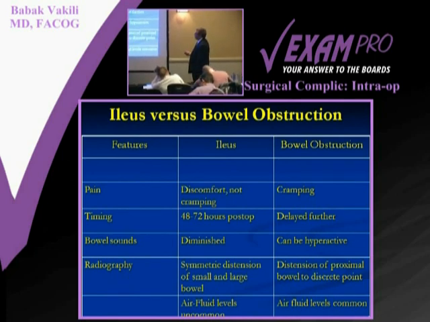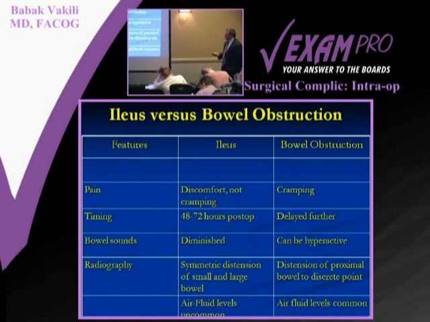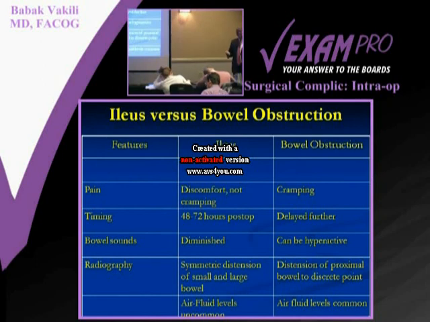Pain with an ileus is usually just discomfort. Really, not a lot of cramping because the bowels just haven't woken up yet. With bowel obstruction, the proximal bowel is trying to get past the obstruction, so you have a lot of cramping pain. All right, you have a lot of colic. Bowel sounds are usually diminished with ileus. Everything's slowed down. With bowel obstructions, you can actually be hyperactive because the proximal bowel, again, is trying to squeeze.